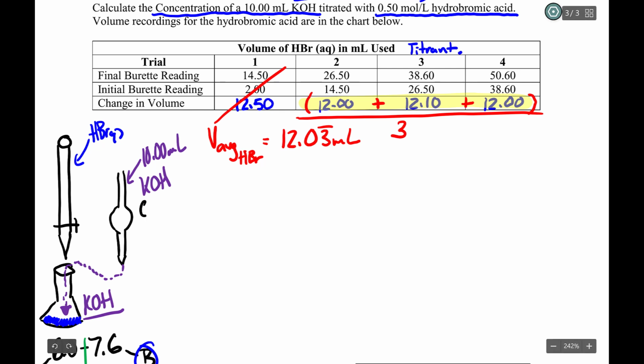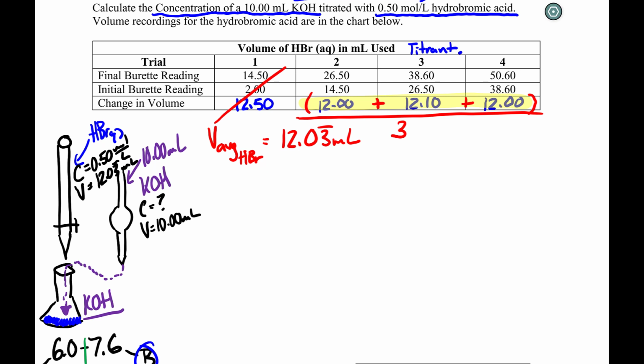So on my diagram, I'm going to show you everything here. Okay, so I want to figure out the concentration of this. I know the volume is 10.00 milliliters. In the question, I was told the concentration of HBr was 0.50 moles per liter. I then carried out the titration lab. I got my 4 volumes. I've averaged them out, and that's given me an average volume of 12.03 repeating milliliters. Now I can start to proceed to answer my problems. Okay, so next step, balanced chemical reaction.